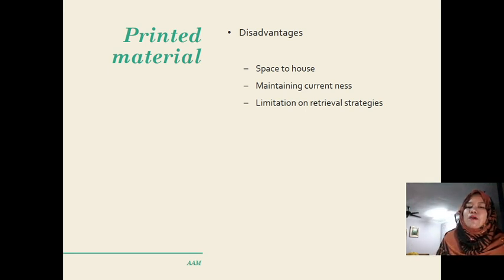And then limitation on retrieval strategies. For instance, you cannot just type because this is a printed one, so you have to browse. If the user does not know about the index, it's quite difficult for them because they just refer to the table of contents only. The way to make sure they can get direct information in the printed one is actually they should use the index.